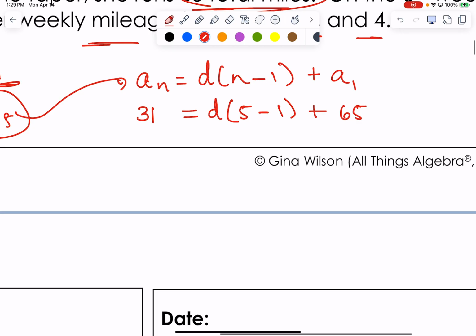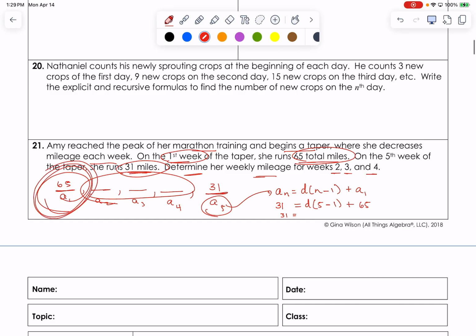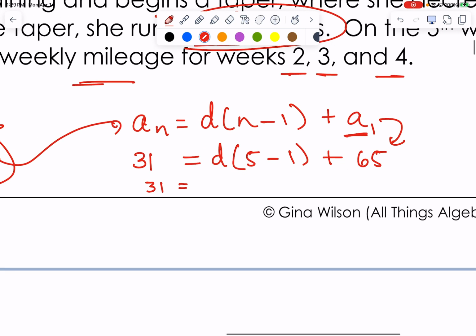So I've got 31 is equal... Question. Why do we put 5 there and 65 in the other spot? 65 is the start one. So I'm putting that as the start. I'm setting it equal to the A sub 5 term. So that's why the 5 goes in for n. So I have D times 5 minus 1 plus A sub 1. A sub 1 is 65. A sub 5 is 31, and I put 5 in for n.